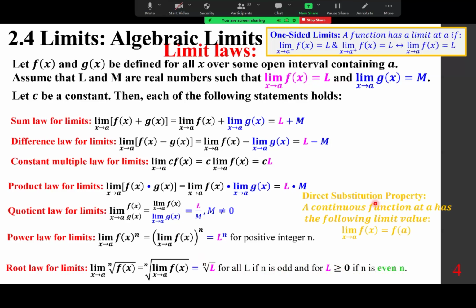Direct substitution property, a continuous function at a has the following limit values. The limit of f of x as x approaches a equals f of a.